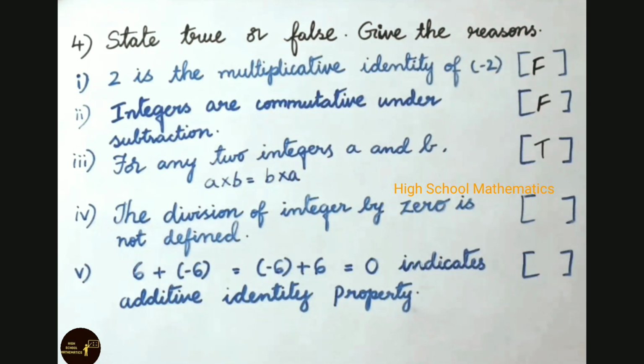Division of any number by 0 is not defined, that is true. So write down the fourth one as true.